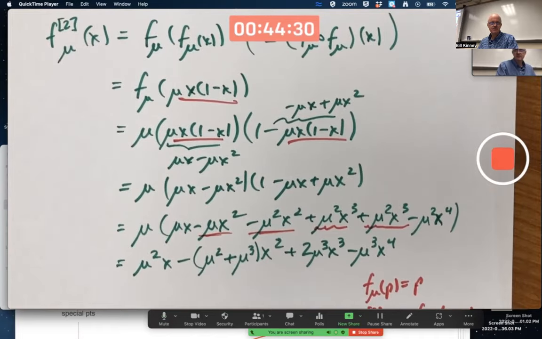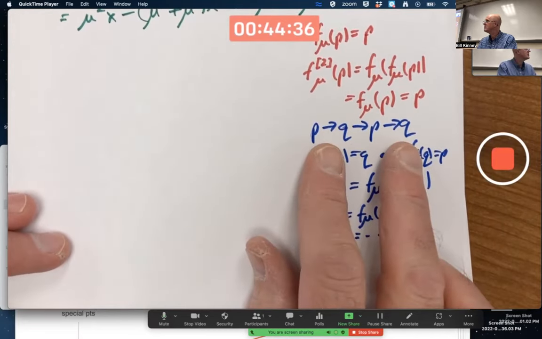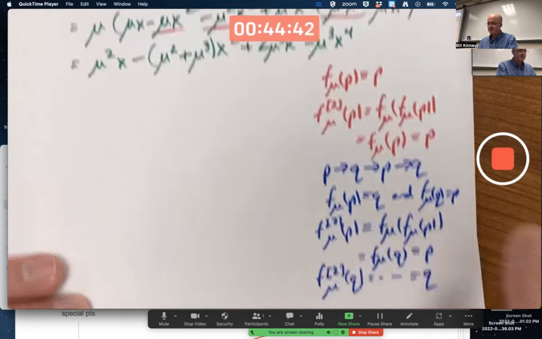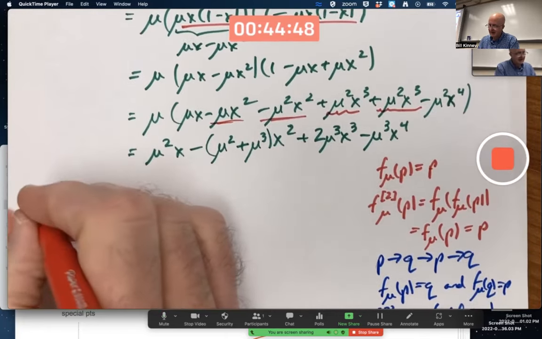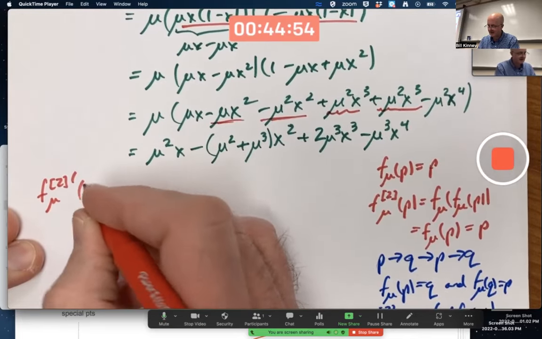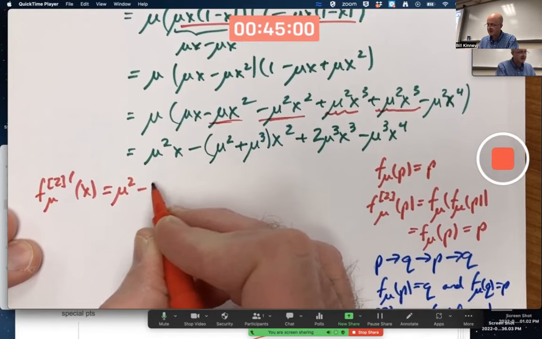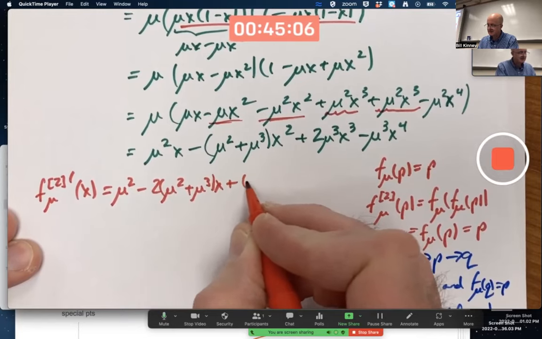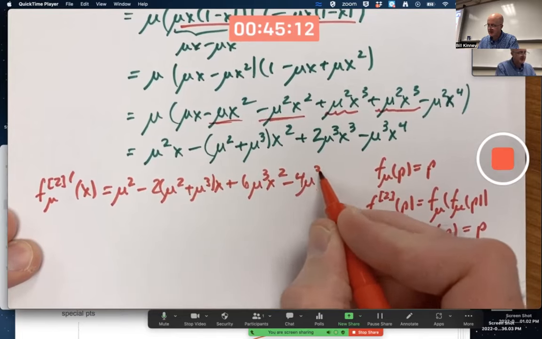Take its derivative and plug in P and or Q, the period 2 points for F. Yeah, that's actually what you do. Oh, do I really want to take that derivative? Oh, it's not too bad. F2, the symbolism gets crazy. F2 mu prime of X. Take the derivative of this thing. Get mu squared minus 2 mu squared plus mu cubed X plus 6 mu cubed X squared minus 4 mu cubed X cubed.